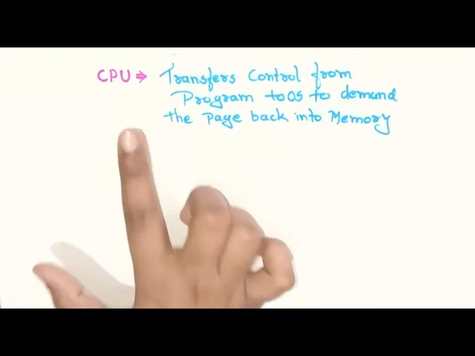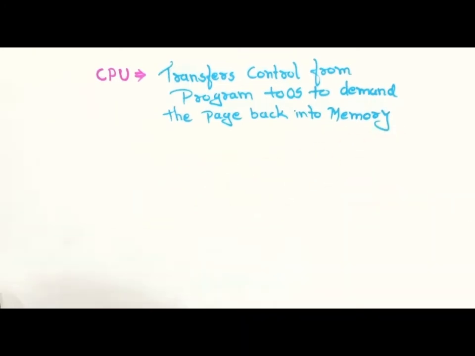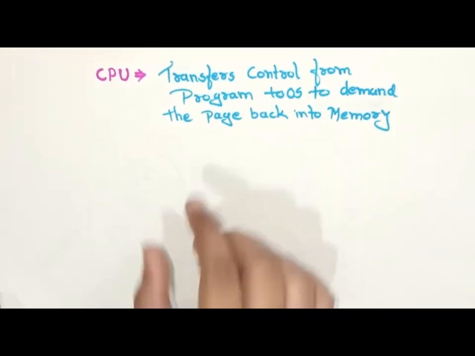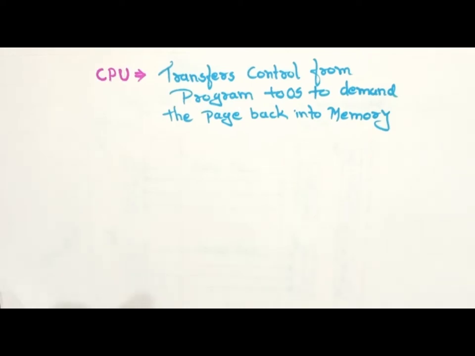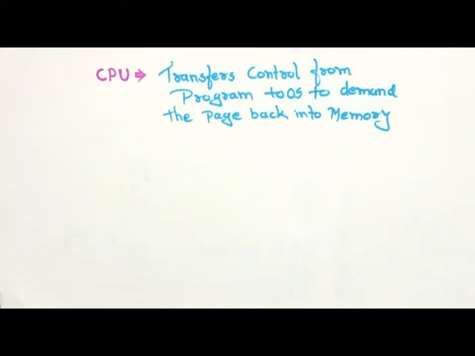Here the CPU transfers control from the program to the operating system to demand the page back into the main memory. Suppose the CPU demands page E, but page E is already swapped out. At that time a page fault occurs. So what will the processor do if a page fault occurs? The CPU transfers control from the program to the operating system to demand the page back into the main memory.